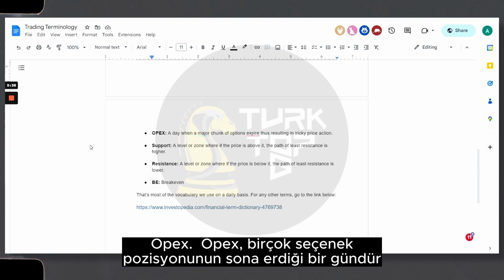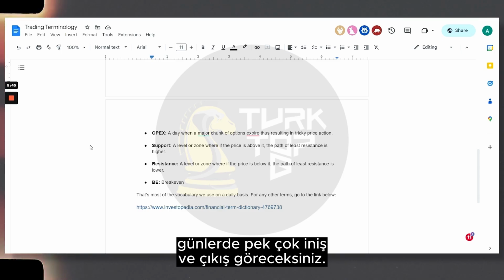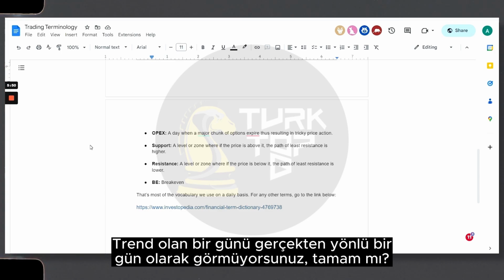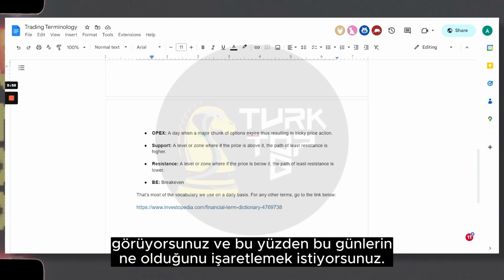OPEX. OPEX is a day when a lot of options positions expire. Why is it important? It's important because on these days, you will see a lot of up and down. You don't really see a trending day, a directional day. You don't see some clean price action. You see a lot of up and down. And that's why you want to mark out what these days are.